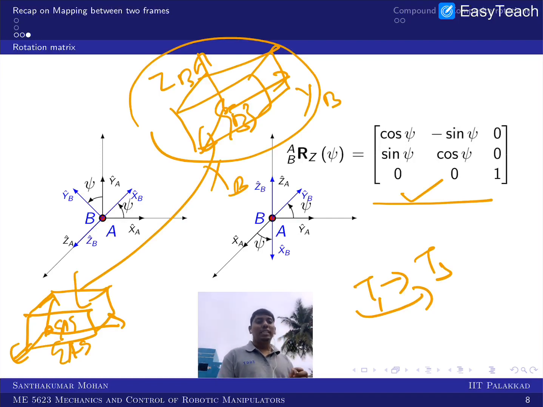Now further you can see that the rotation can also be done in two ways. What two ways? You can rotate about the fixed axis, or you can rotate about the moving axis. First you assume A and B coincide, and you rotate about A first, then you have a new frame. Now the second rotation is about the fixed frame or about the moved frame, right? So in the sense, the new body frame.